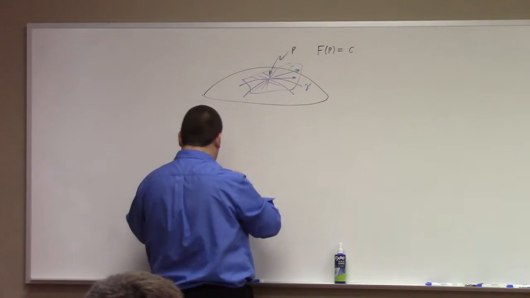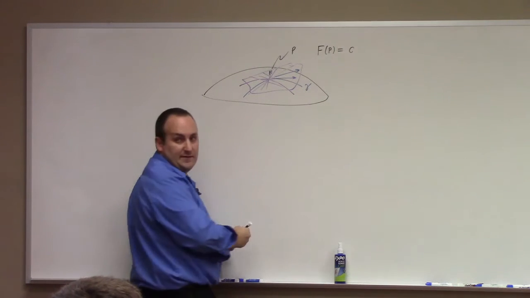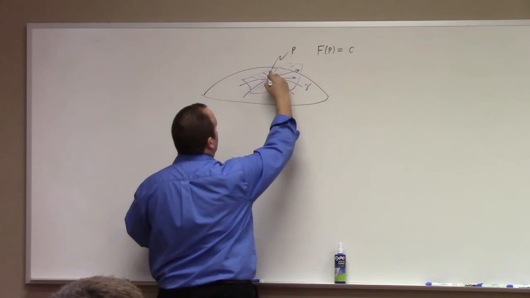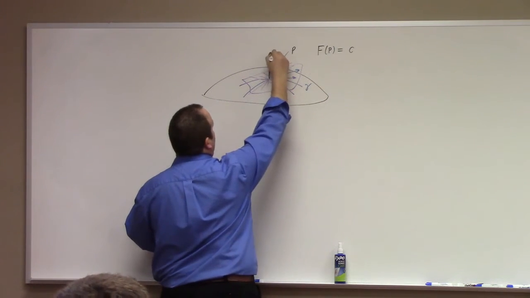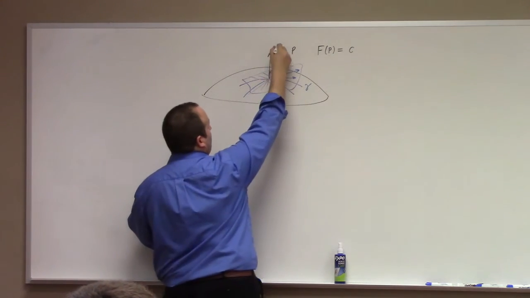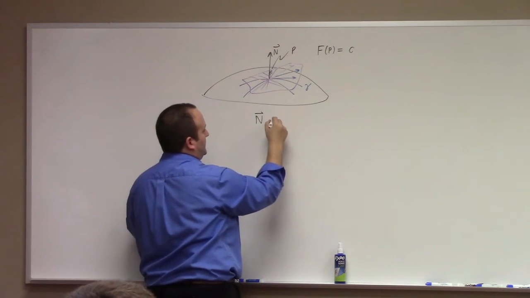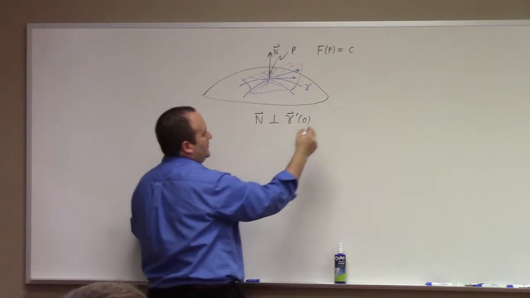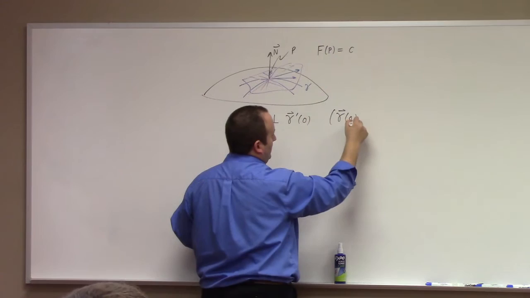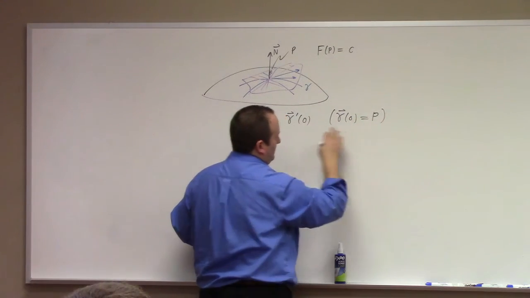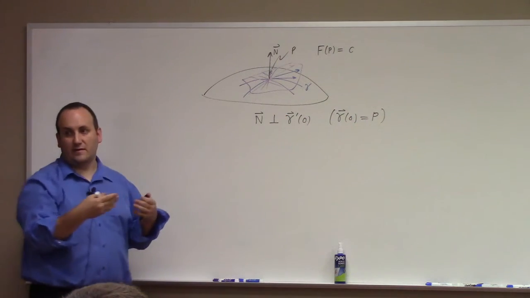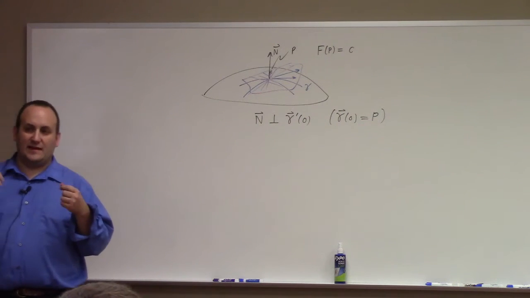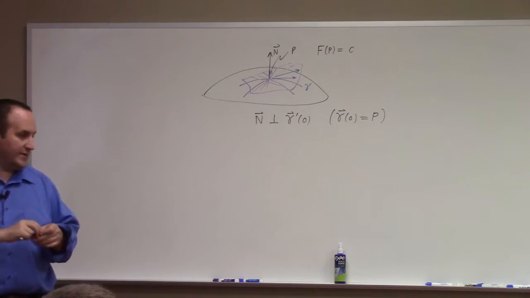Then the normal vector should be the normal to that plane, right? So if that's n, we should have that the normal vector is perpendicular to gamma prime of 0, assuming that gamma of 0 is P. So let's think about curves that go through the point P and set them up so that at time 0 they hit the point P. We can do that without loss of generality.